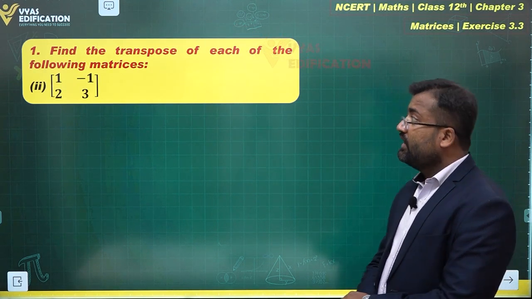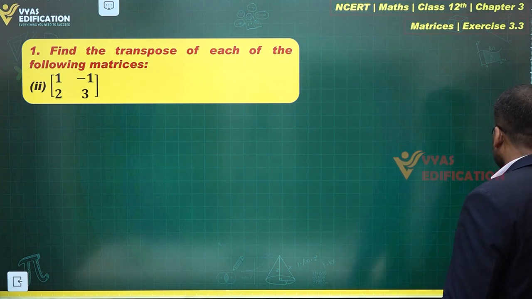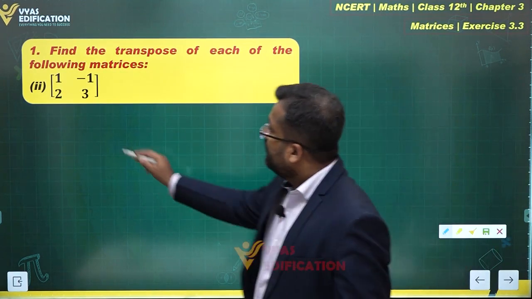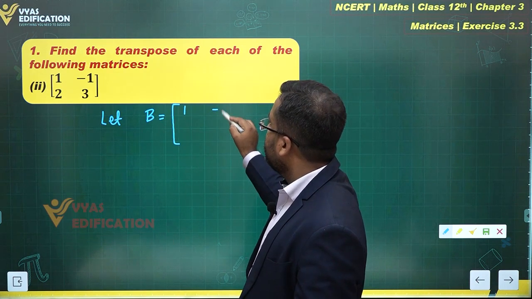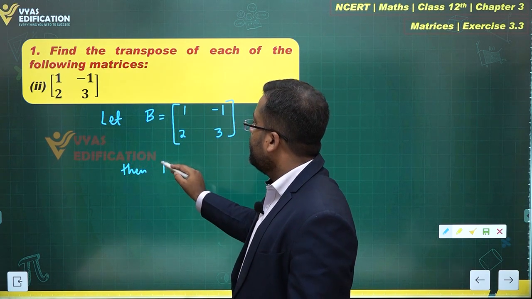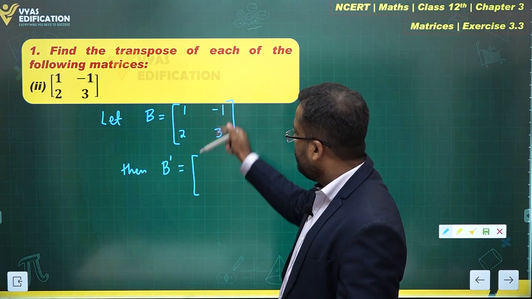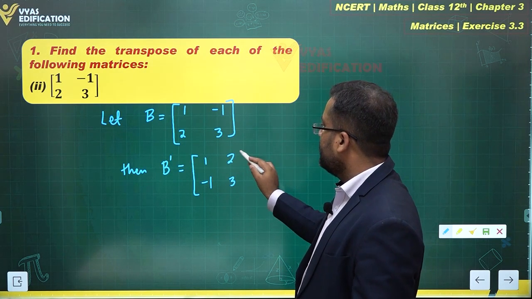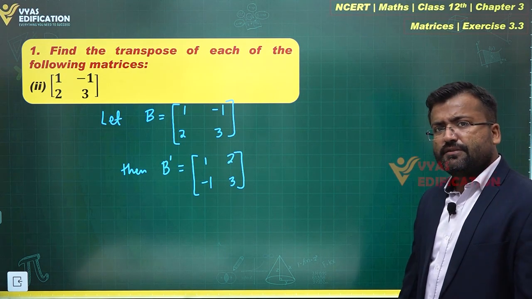Let us talk about this one. We have another matrix, and we are supposed to find the transpose of this matrix. Let this matrix be named B. Then B transpose is equal to what? B transpose is simply replace the first row by the first column. This first row becomes the first column. The second row becomes the second column. This is what I get, and that's the transpose of this given matrix. That is all? Yes.